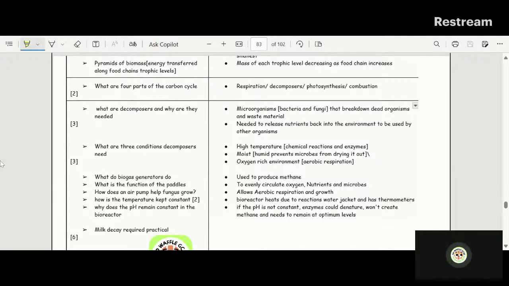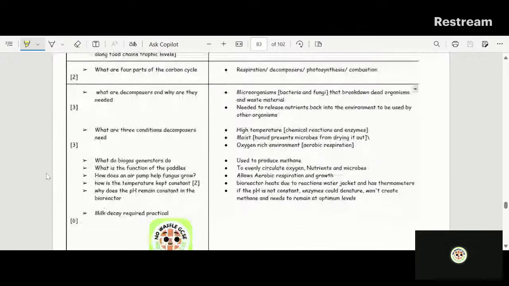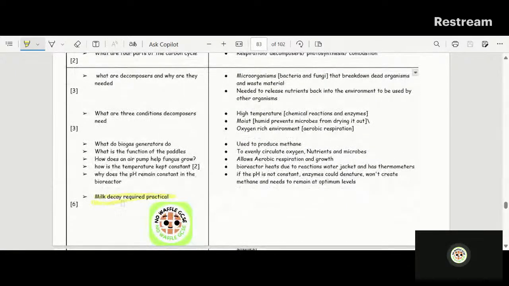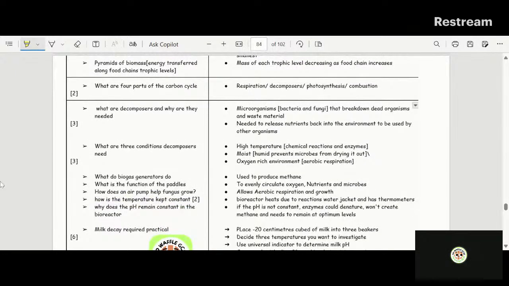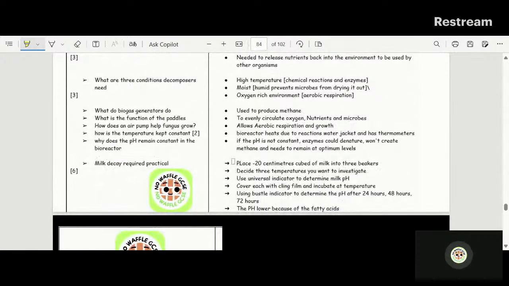So we've just got to do this milk decay required practical, and then we're going to go into some other things. As I said, we've been going through all of the required practicals so far. This one is about looking at how milk breaks down, how it becomes acidic. Here's the process. You want to begin by placing 20 centimeters cubed of milk into 3 separate beakers. You then want to decide 3 temperatures that you want to investigate. This is going to be your independent variable, the thing that you're changing. You're going to use universal indicator to determine the milk pH.